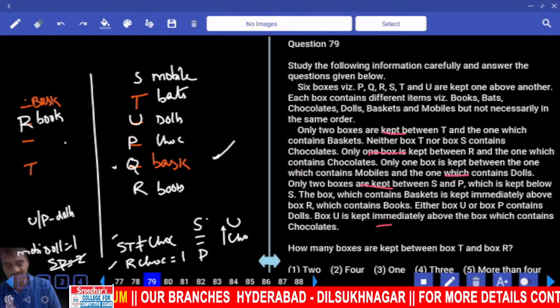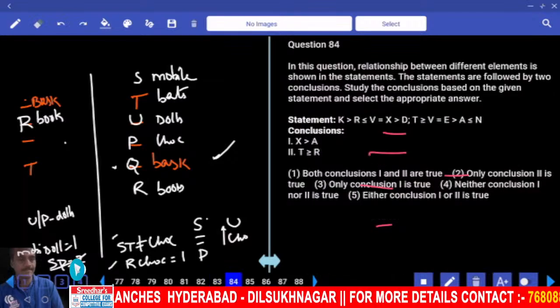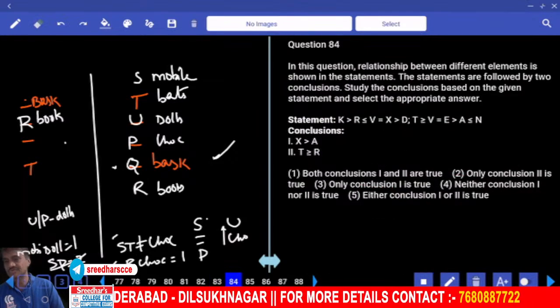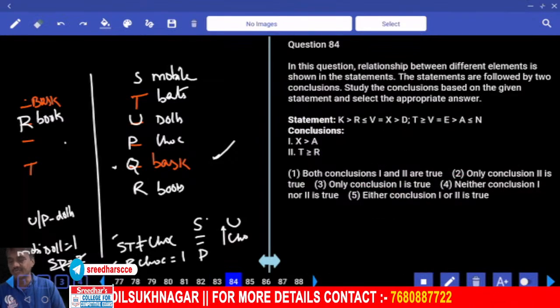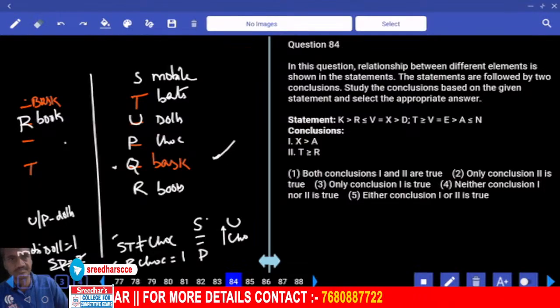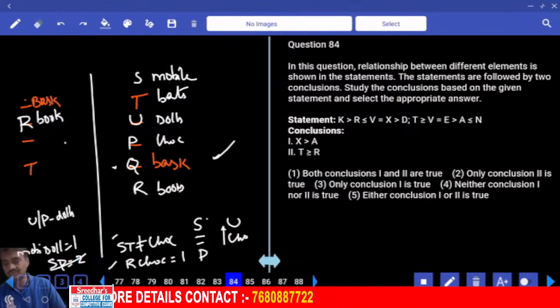Now this is from question number 79 to 83. Then from 84 onwards, first or the second priority. Inequality is always under the first priority. Now coming to this one, question numbers 84 to 87. Now in this 84, the relation between X and A.